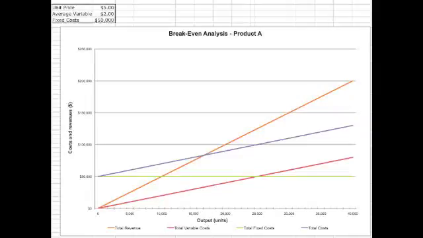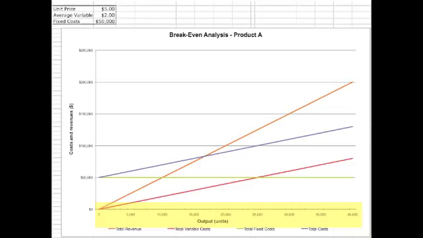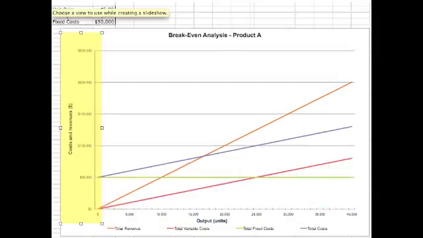A break-even analysis is used for businesses to determine how much sales must be generated in order to earn a profit. Product A will be used as an example to explain the break-even graph. The x-axis represents the output quantity in units, and the y-axis represents the amount of costs and revenues.